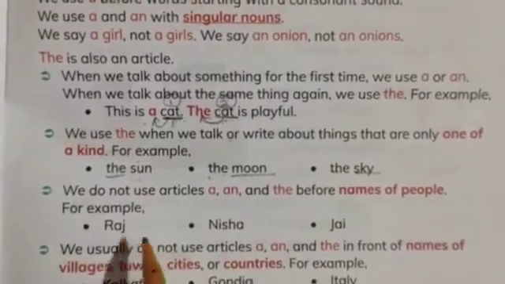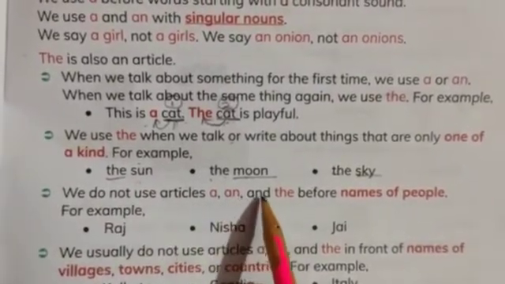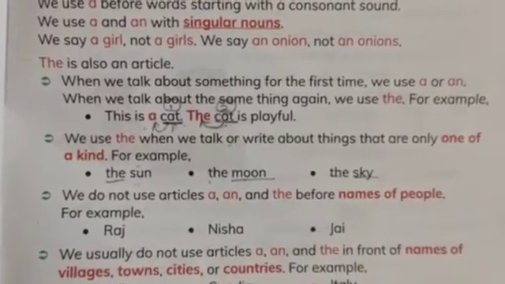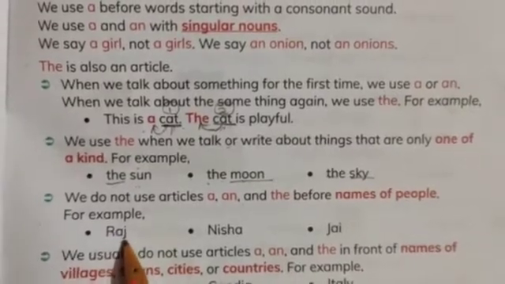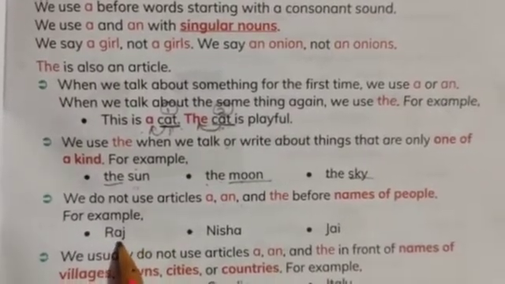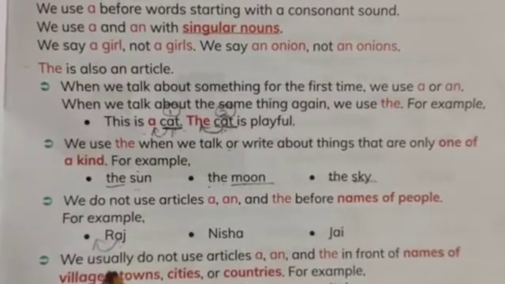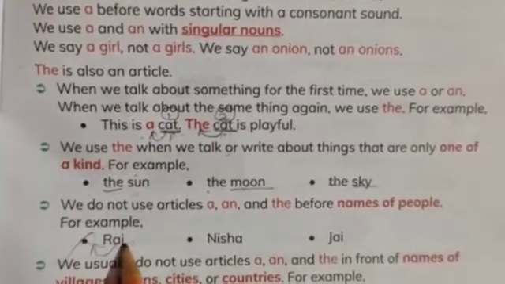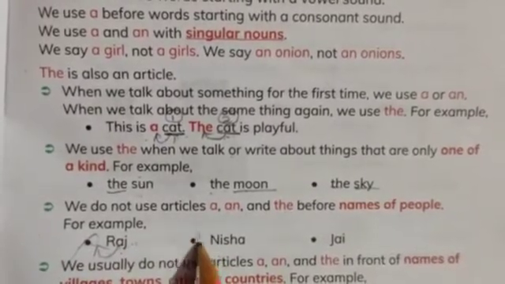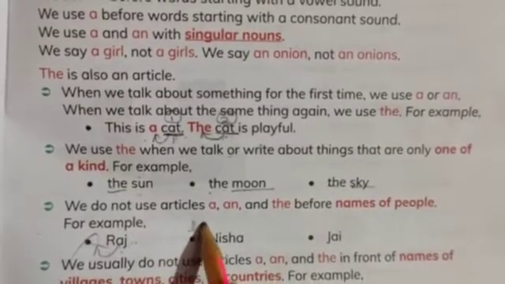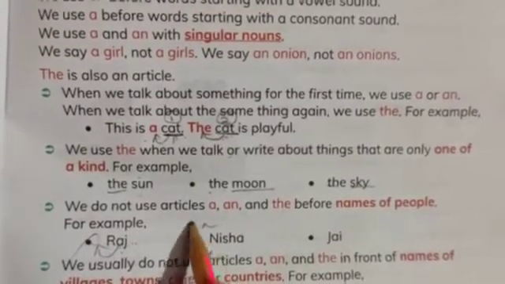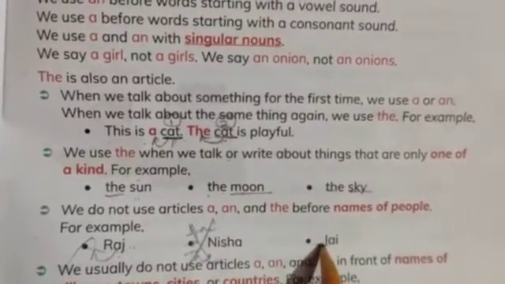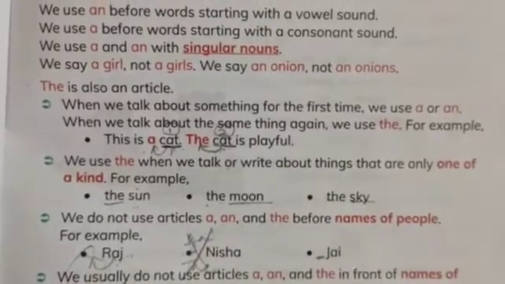Now next, we do not use articles a and the before names of people. So whenever we talk about any person and whenever we write any person's name, before that we will not use any article. We will not use a Raj or an Raj or the Raj. We will not say a Nisha or an Nisha or the Nisha. These are wrong. We will never use any article before the names of people.